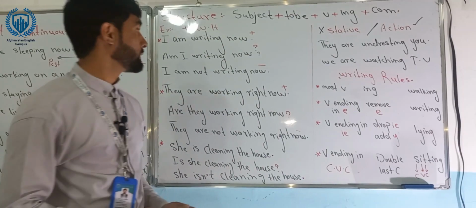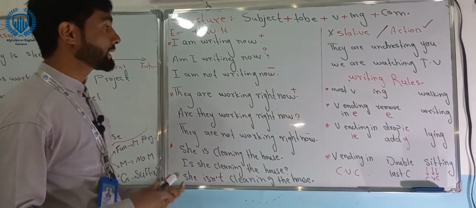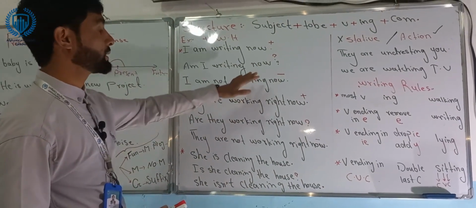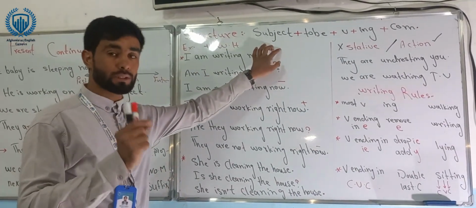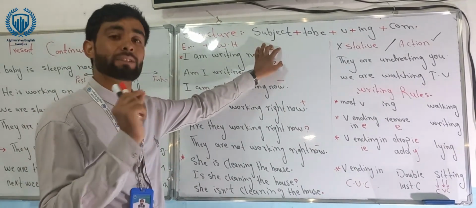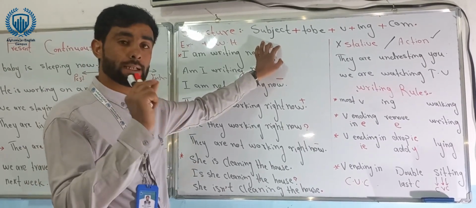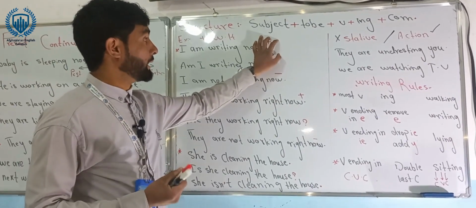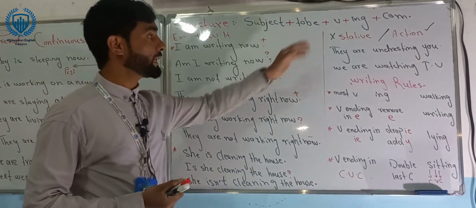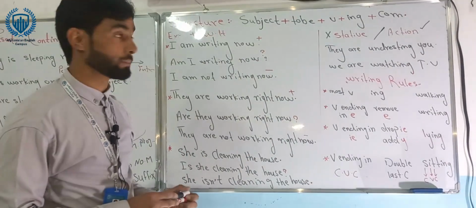What is the structure of continuous tense? In every tense we must have the subject. Subject is a part of every sentence, every tense. So the subject is in the beginning. Then we have the to be verb.